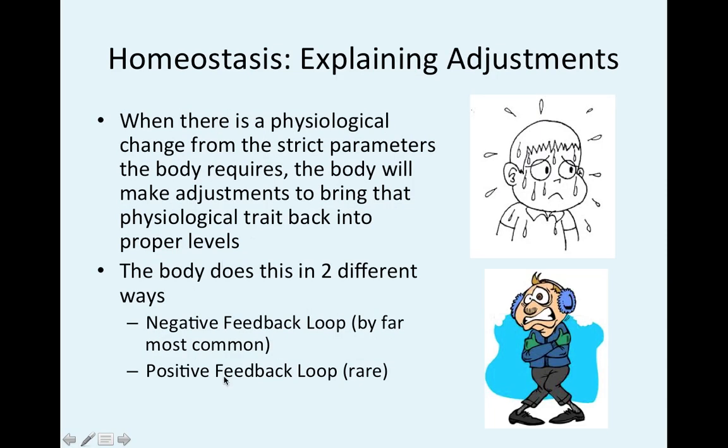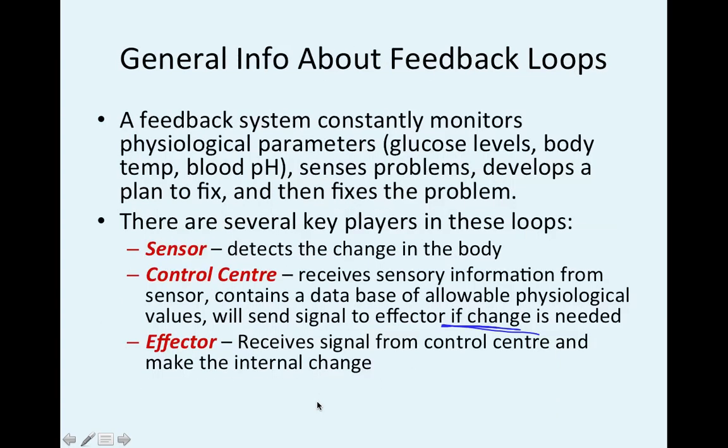Now, before we get into these negative and positive feedback loops, we're going to talk about some of the basics of them, okay? Because they all work the exact same way. So a feedback system constantly monitors the physiological parameter, like glucose levels, body temperature, blood pH. If it senses a problem, that your blood pH is off or that your glucose levels are high, then it develops a plan to fix it and fixes the problem. So it's all kind of a complete system here, the feedback. It's going to sense the problem, it's going to create a solution, and then it's going to actually fix the problem. Now, we have three different areas that do this.